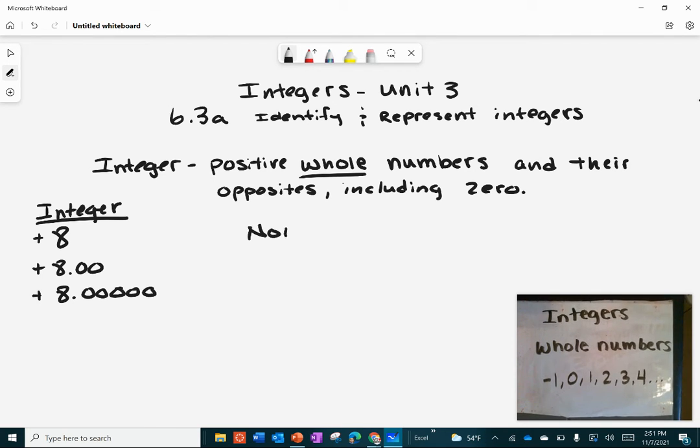These are not integers. These are not positive or negative whole numbers or 0. Things like 8.1, 8.0000001 now makes it not an integer. 8.5, not an integer.